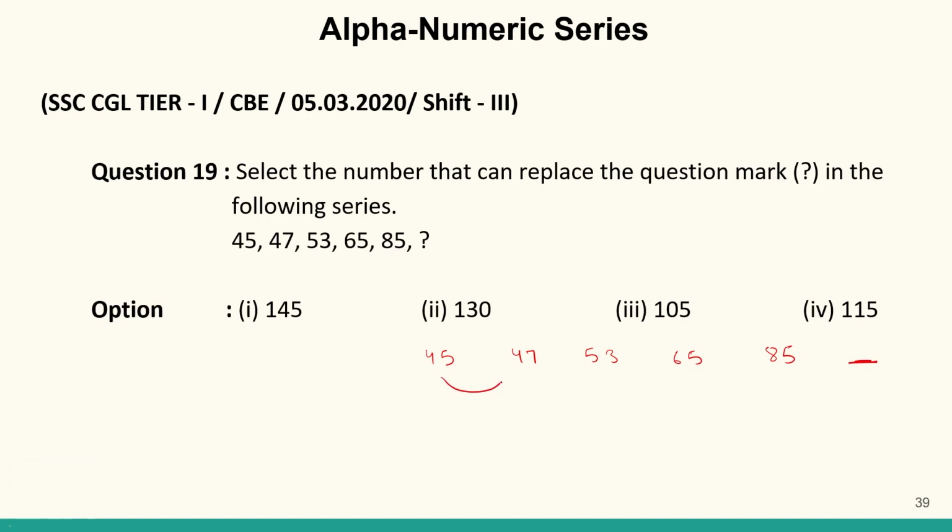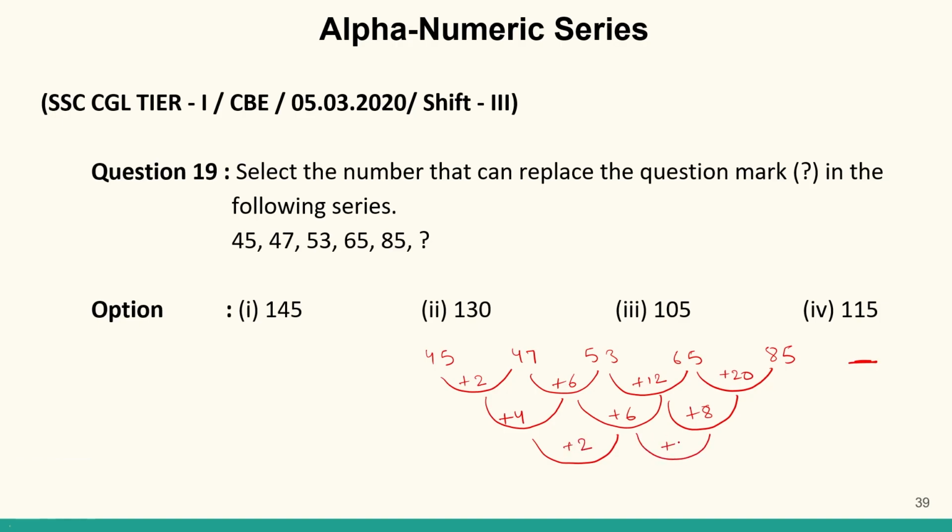Fine. Here I can see there's an increment of 2. Here an increment of 6. Here an increment of 12. And here we get an increment of 20. If I look at these numbers, from 2 to 6, that means we are increasing it by 4. From 6 to 12, we are increasing it by 6. And from 12 to 20, we are increasing it by 8. From 4 to 6, we are increasing it by 2. And from 6 to 8, we are increasing it by 2 again. So now I have found the logic.